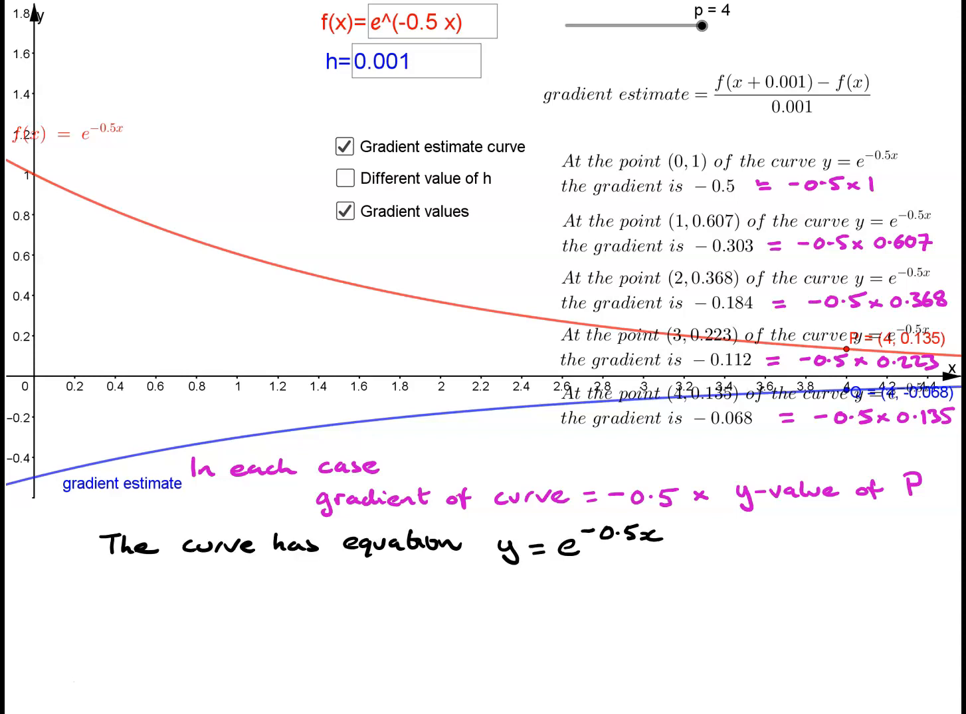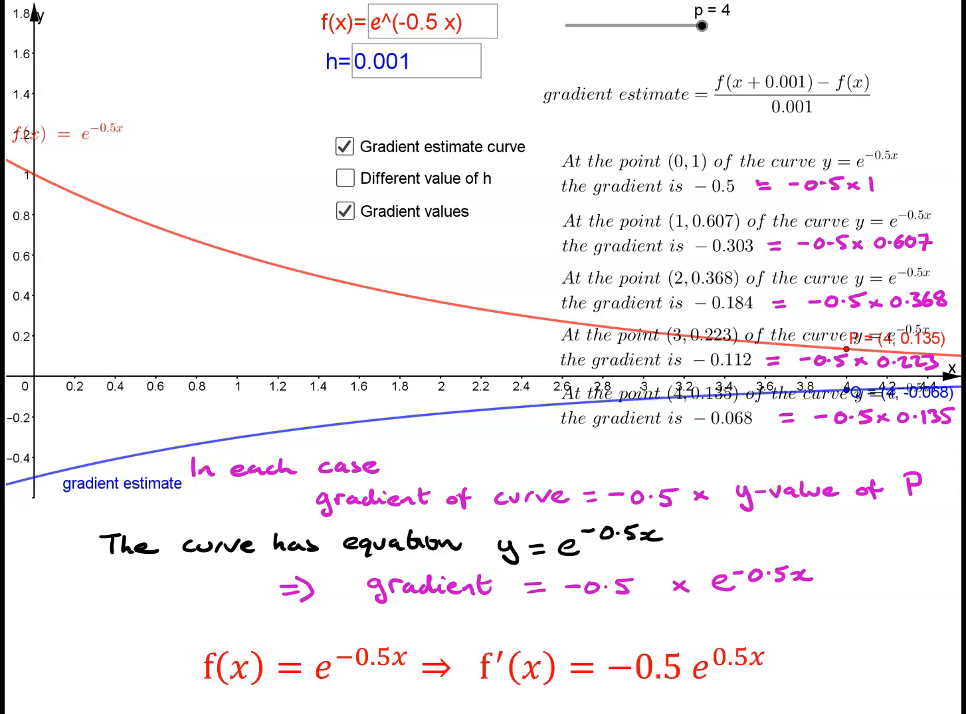But we know the curve has got equation y equals e to the minus 0.5x. So for a general point on the curve, we've got the rule that the gradient of the curve is minus 0.5 times by the y value of that particular point on the curve, which is e to the minus 0.5x. So if f of x is e to the minus 0.5x, then the gradient rule is f dash x is minus 0.5 e to the minus 0.5x.